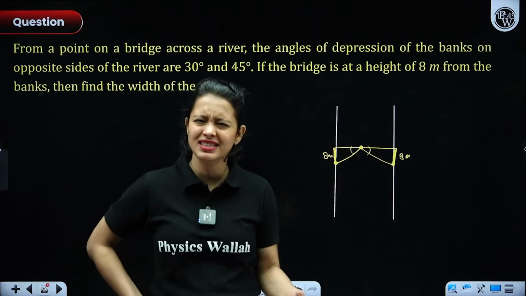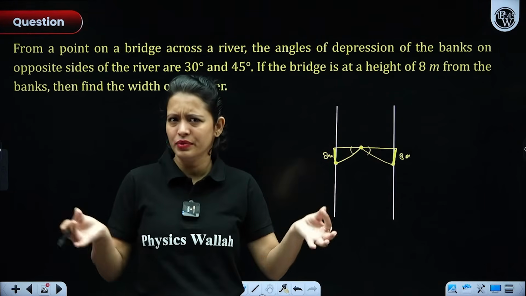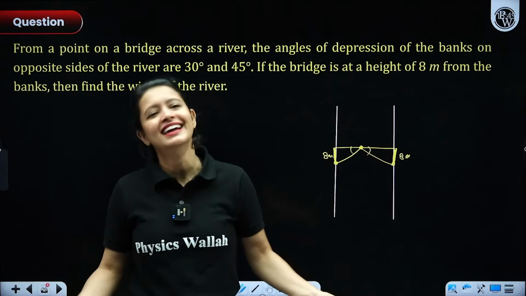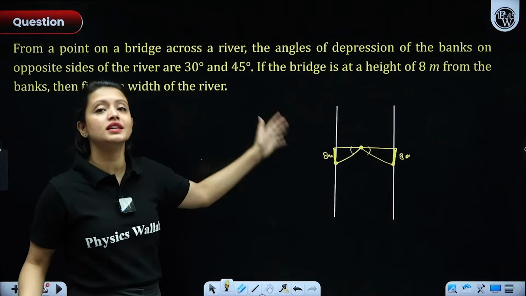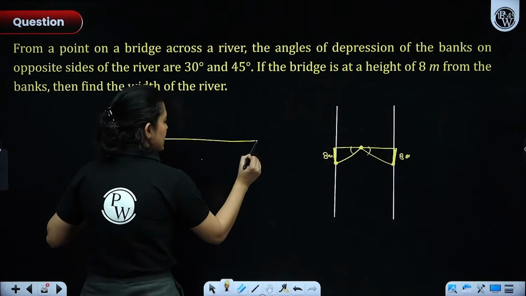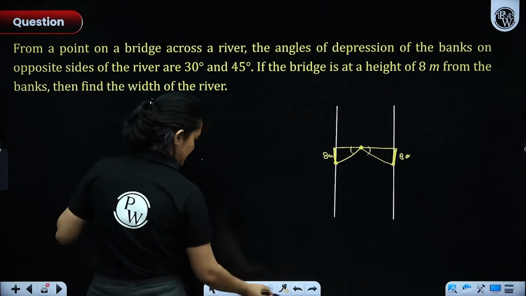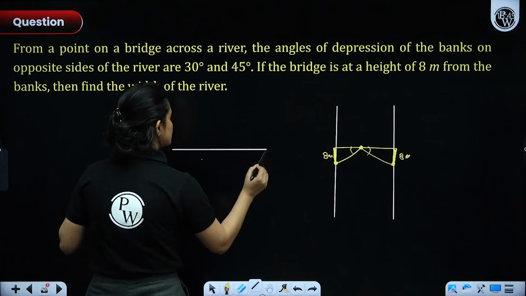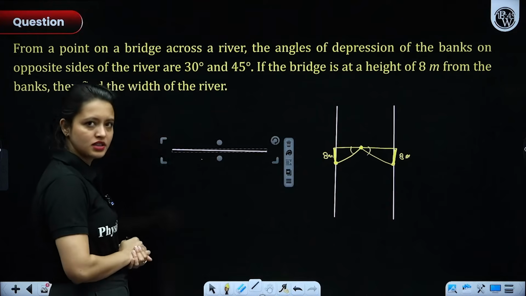Why? Because obviously, same thing, right? The length of the bridge and the width of the river are the same only. So how will you make this figure so that you understand it well? For that, what I will do first of all is I will make my bridge. This is my bridge, everyone. Okay, let me make this again. This here is my bridge.